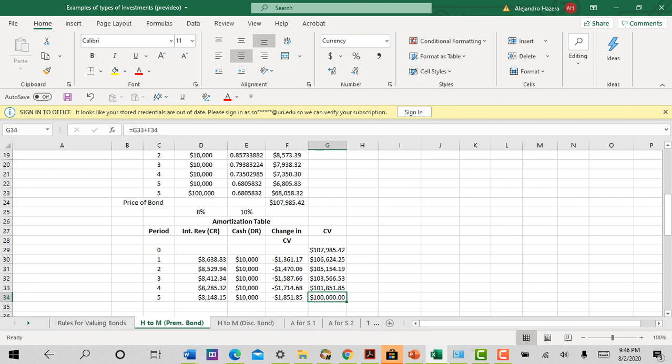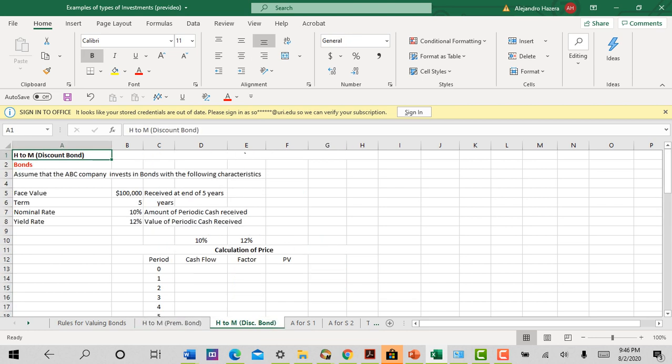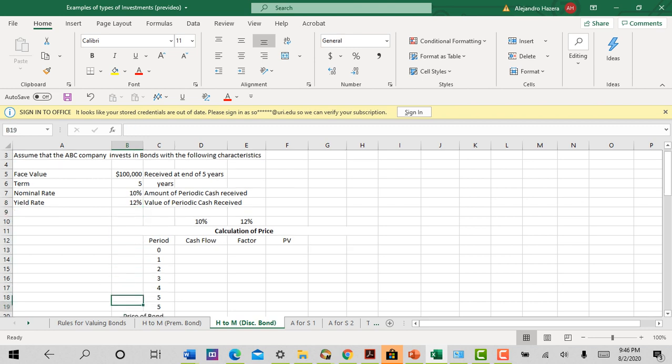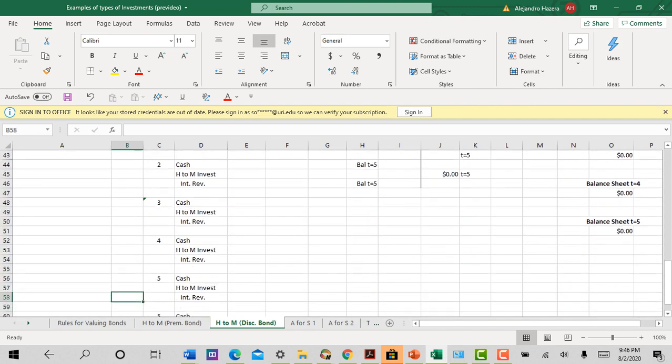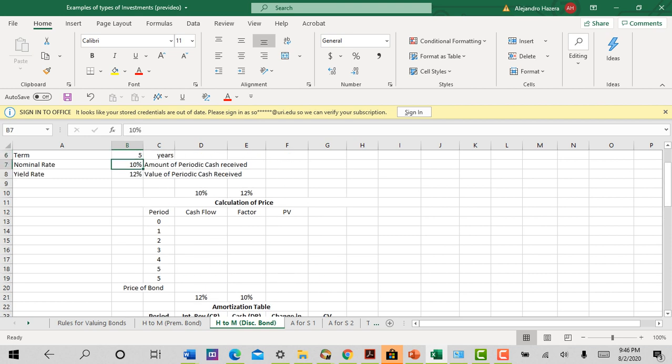Now we come over here to held-to-maturity bonds for discount bonds, and it's the same circumstances. The only thing I've done here is make the yield rate higher than the nominal rate. So it's still 5 years, $100,000 face value, 10% nominal rate. The only thing I've changed is the yield rate. Now we'll go through the same steps. This should be quicker because you've already seen me build all the accounts, and I've got all the accounts right there. So let's go ahead and build a price.